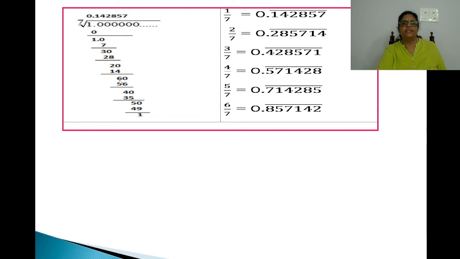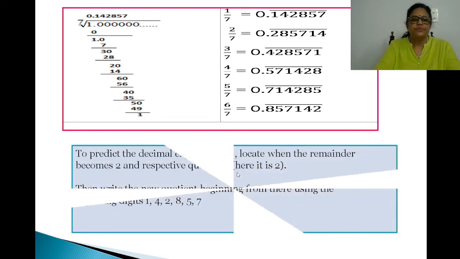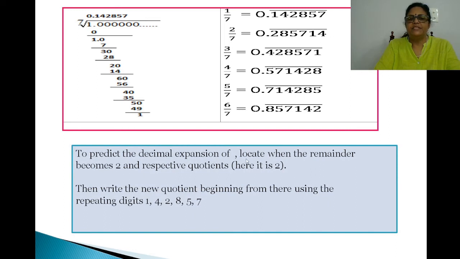Now 6 by 7. Where is the remainder 6 here? So the quotient starts from 8, since 7 eights are 56: 857142. So 6 by 7 is 0.857142 bar.